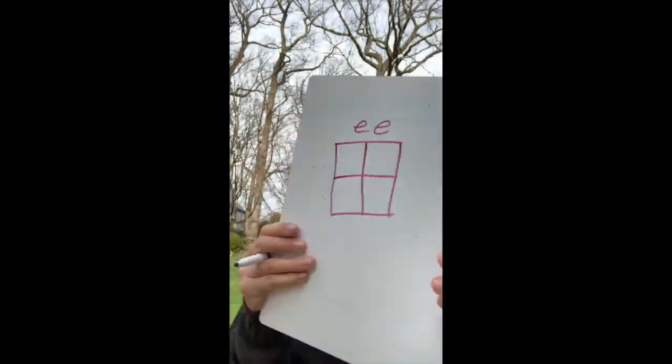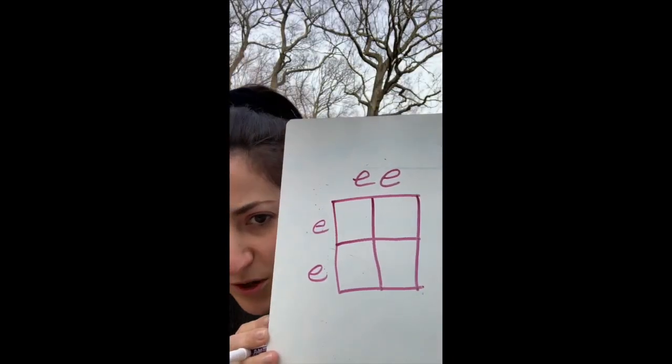This time I'm going to do a homozygous recessive, which is redundant. If it's recessive, it's homozygous, if we're talking simple Mendelian. But I'm doing two lowercase e's like this, and I'm going to cross them with two more lowercase e's. So exactly the same method as before.